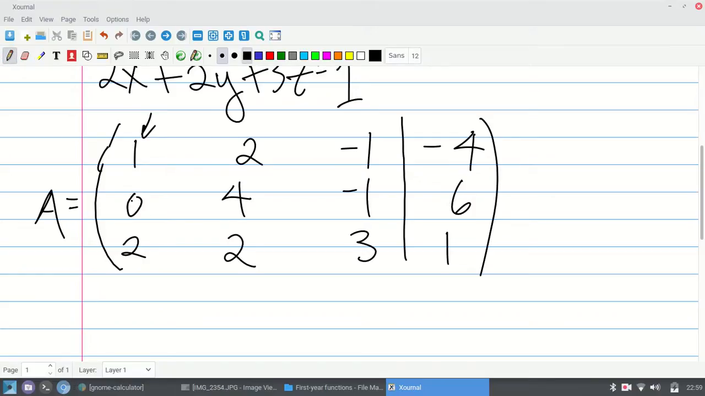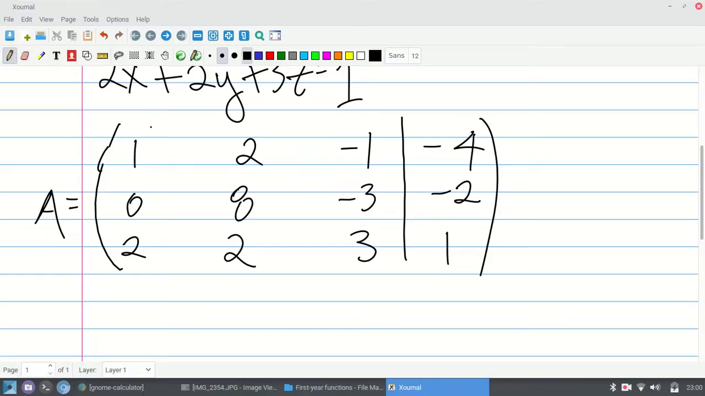This is where you start with a new matrix. 2 times 2 is 4, plus 4 is 8. 2 times negative 1 is negative 2, plus negative 1 is negative 3. 2 times negative 4 is negative 8, plus 6 is negative 2. Okay.